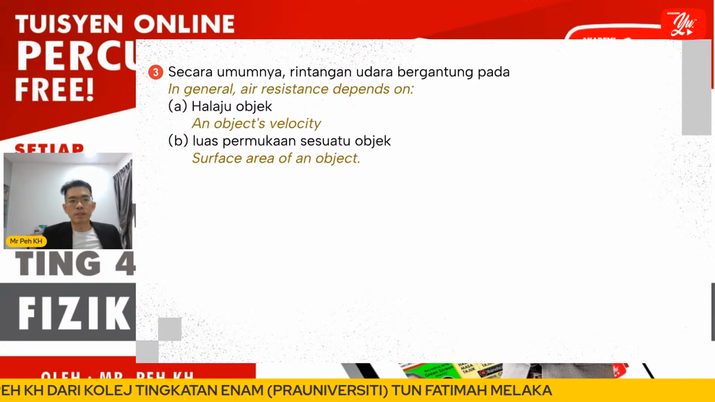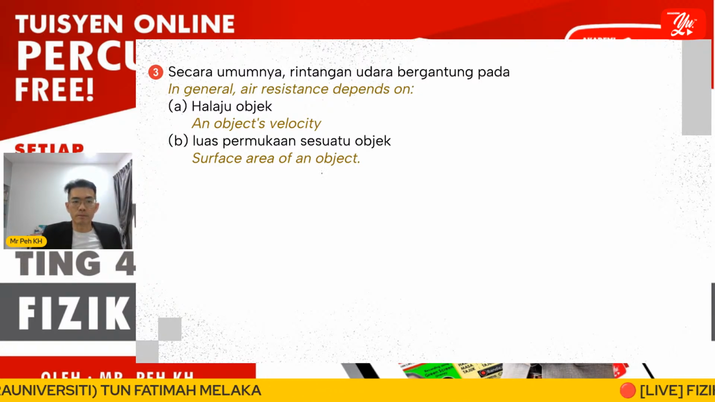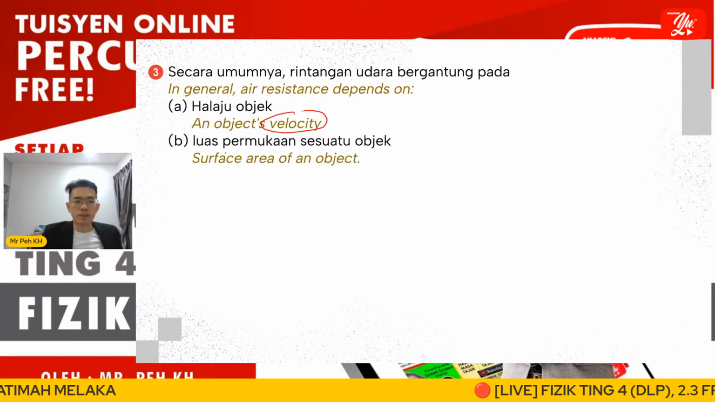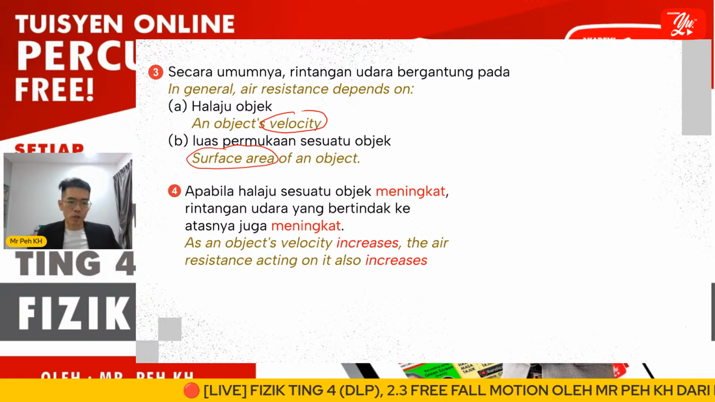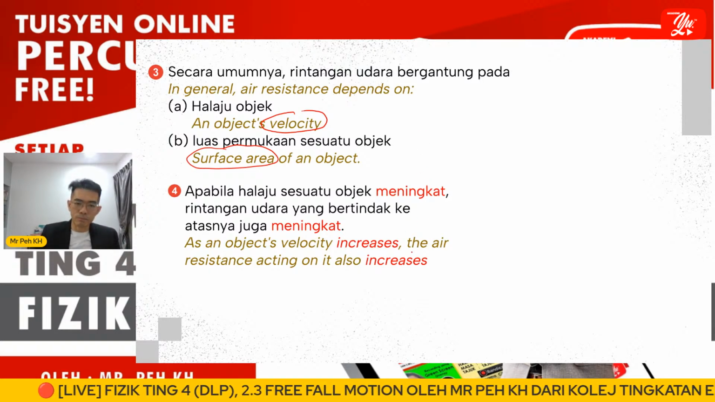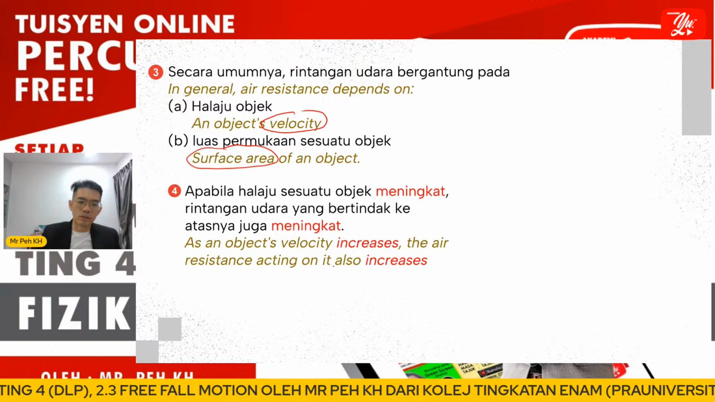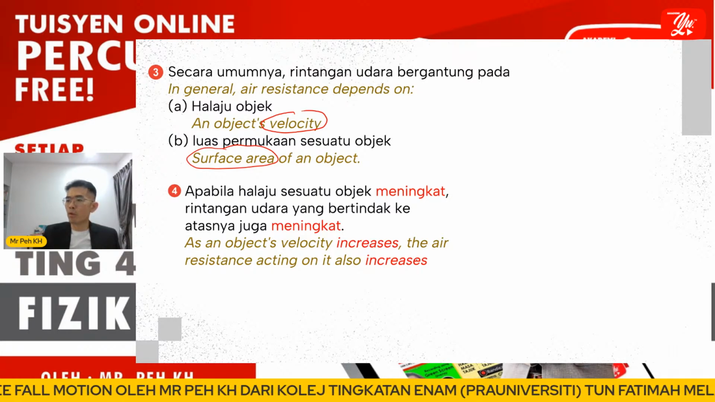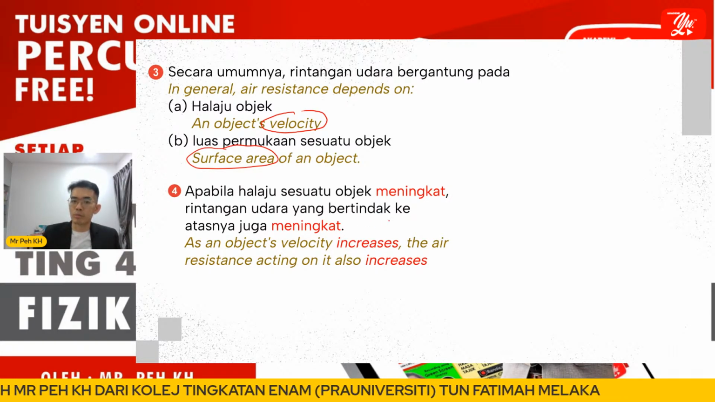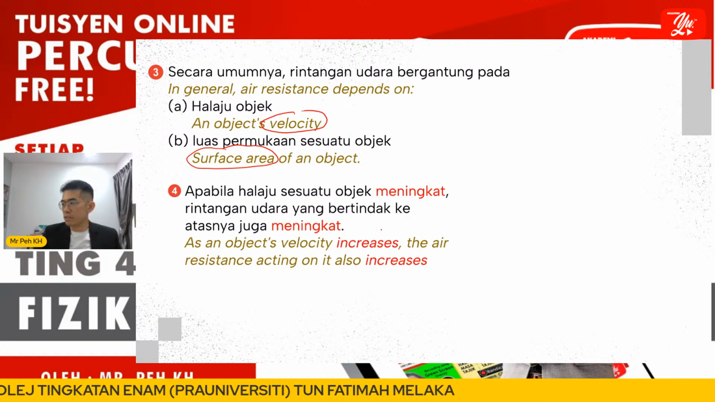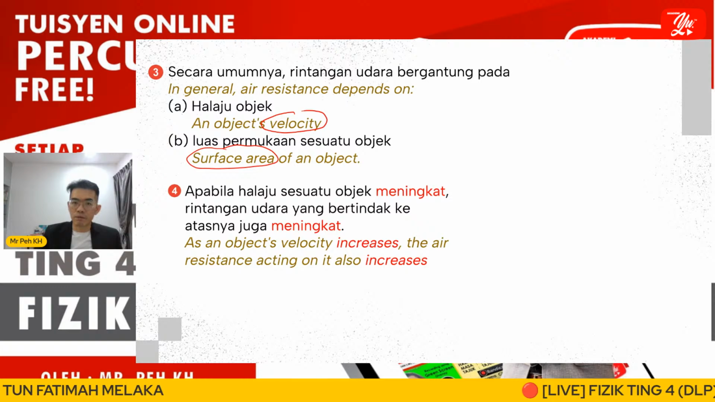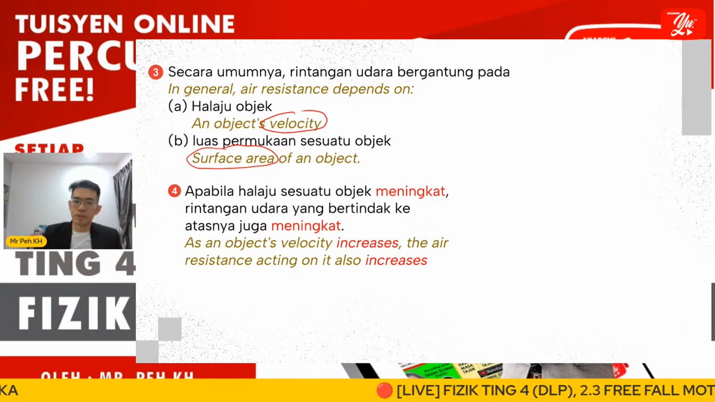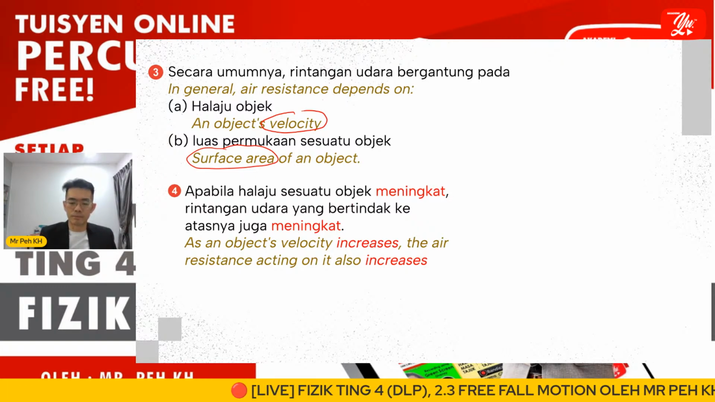Okay, so generally, air resistance depends on the velocity of an object and also the surface area of the object. As an object's velocity increases, the air resistance acting on it also increases because there will be more molecules hit by the object. So the air resistance will increase, and this may cause the net force to decrease. So the acceleration will decrease actually.